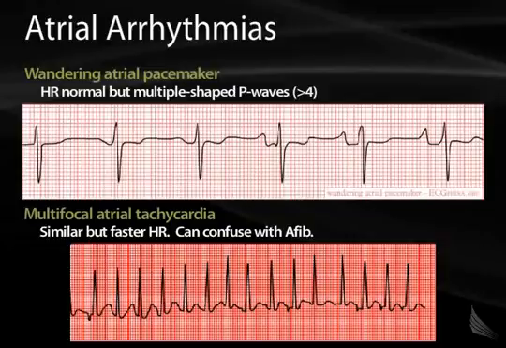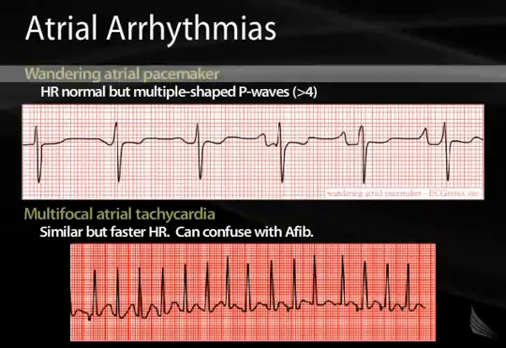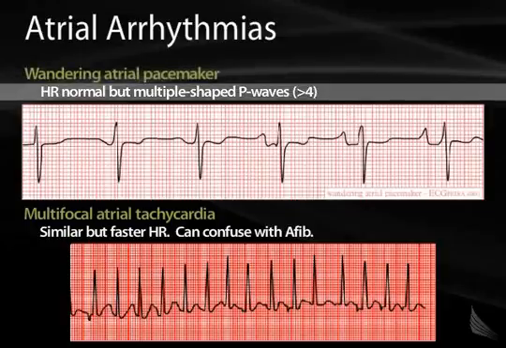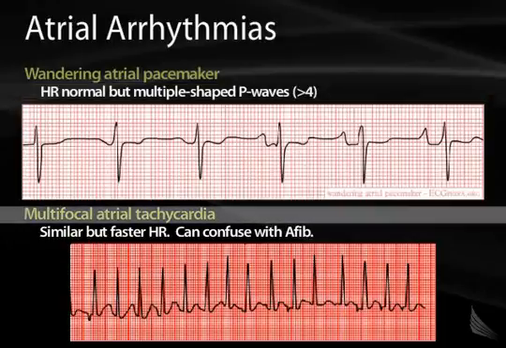Some more atrial arrhythmias, including wandering atrial pacemaker. In this top strip, you can see that the P wave changes morphology from QRS complex to QRS complex. When the heart rate is normal but you see multiply shaped P waves, you should think about wandering atrial pacemaker. In wandering atrial pacemaker, the sinoatrial node may contribute to sinus rhythm, but there are other atrial myocytes that are also generating P waves.